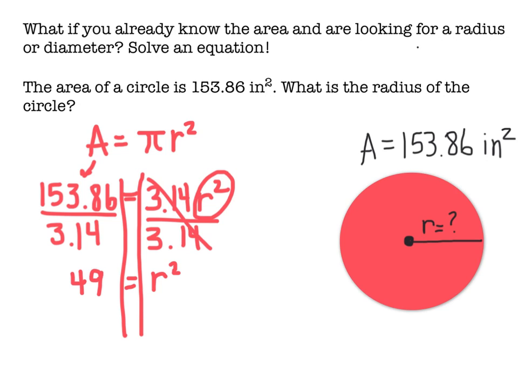So r squared is not exactly what we wanted to know. We wanted to know what r is equal to. So what number to the second power is equal to 49? If you said 7, you would be correct. 7 to the second power is equal to 49. So the radius is 7 inches.